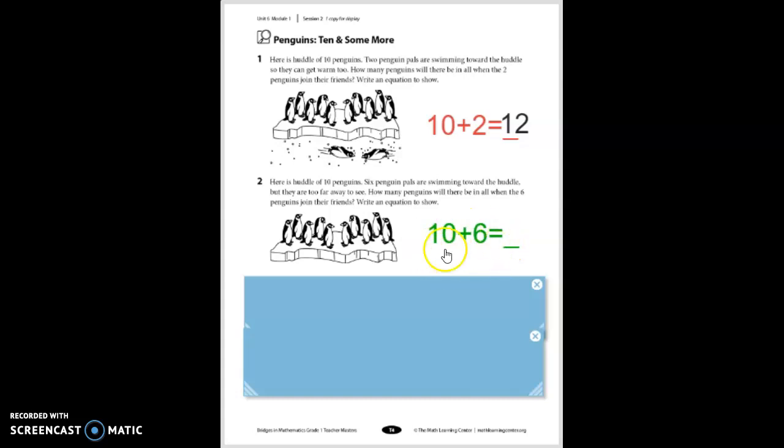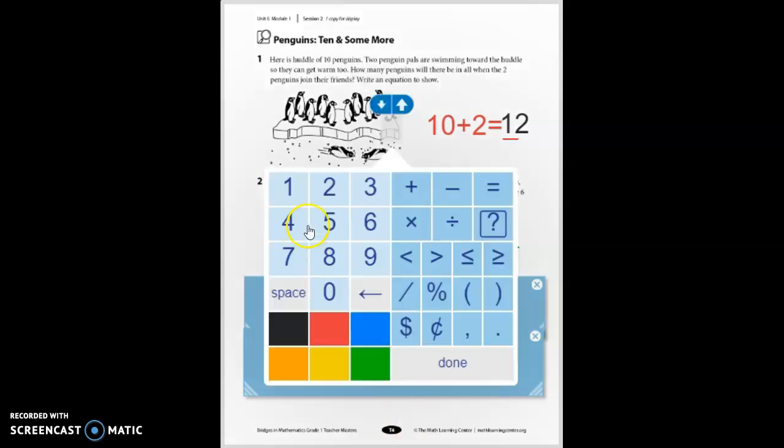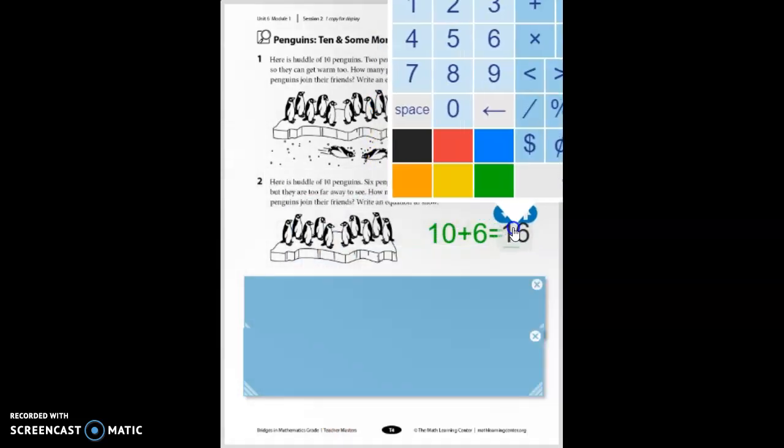Now let's add this up. 10 plus 6. Let's do our counting on. Grab your 10, 10, 11, 12, 13, 14, 15, 16. There are 16 penguins that are going to be in total when those 6 penguins join their 10 friends on the ice.